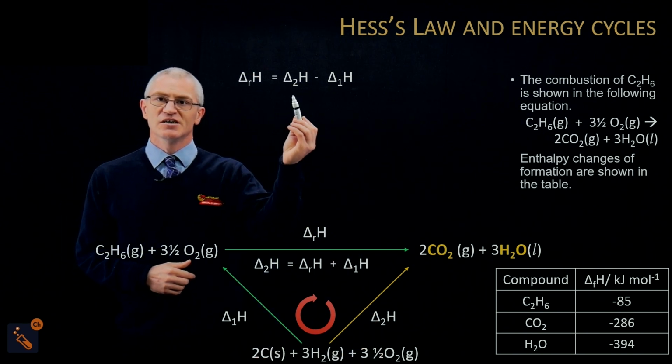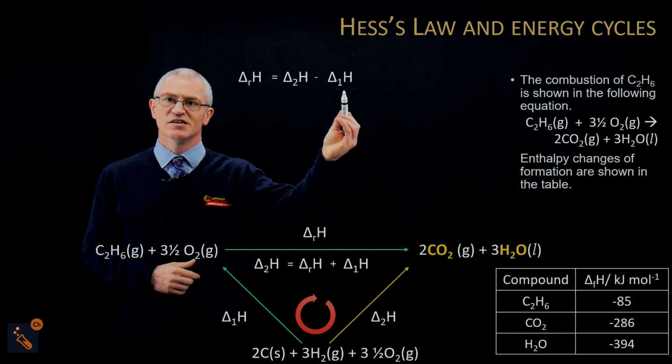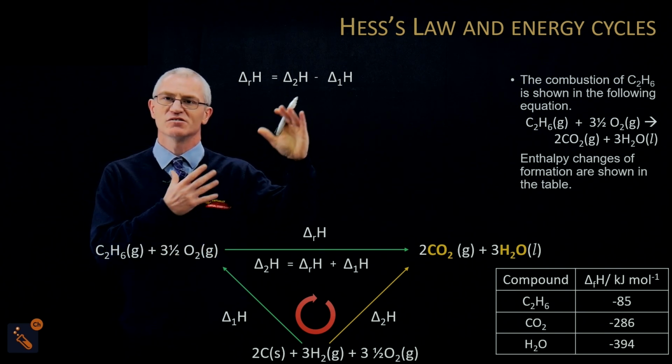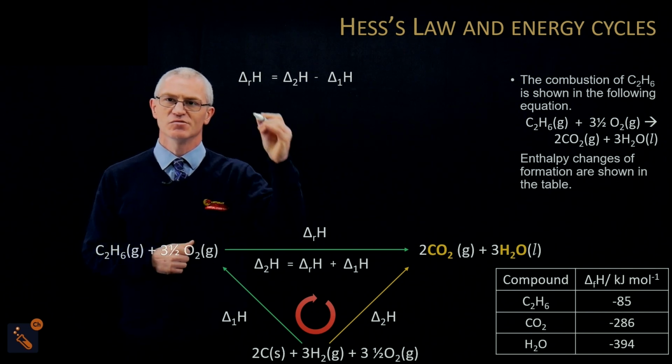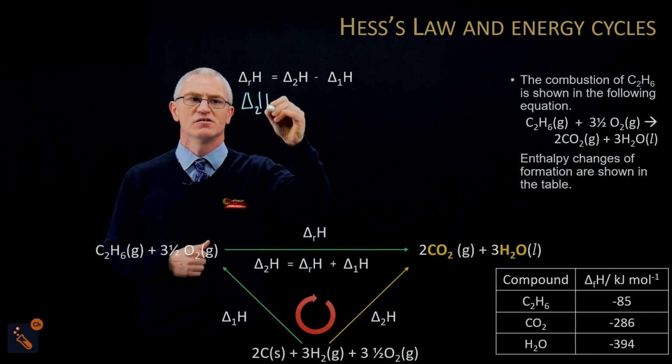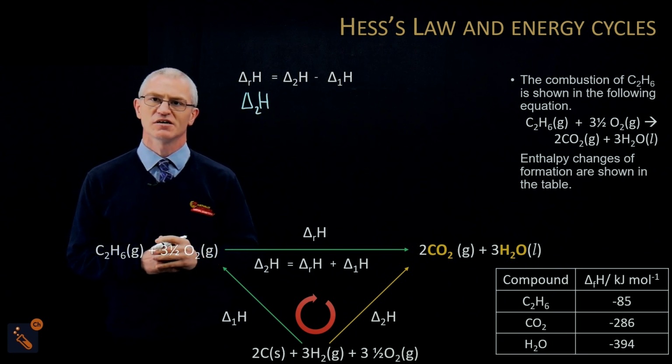So we're going to do this in order. So we've got 2 first and then 1. So let's work out what 2 is. That's all you have to do, once you've worked out the expression, is work out what 2 and 1 equal. So if that's the case, okay, we've got delta 2H.